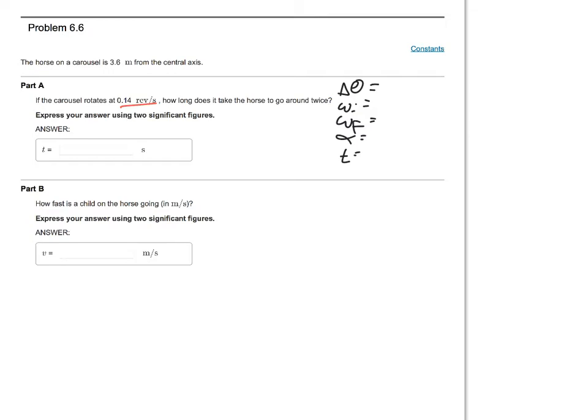So with angular kinematics, we're going to say the carousel is rotating at a constant rate here, and it's rotating around twice, so 2 times 2 pi, or 12.57 radians. That's 2 revolutions. And then we're going to go ahead and figure out this angular speed here in radians per second, because it's in revolutions per second right now.